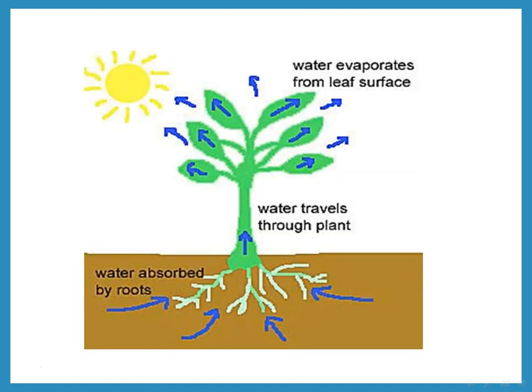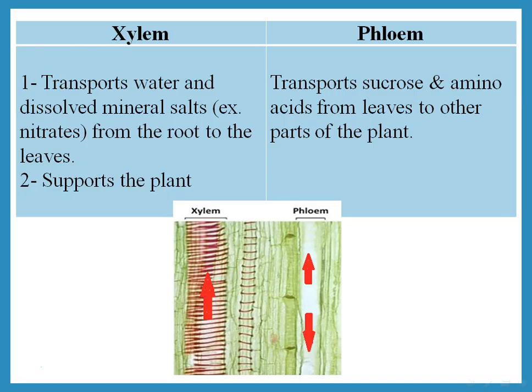Remember that plants take up water from the soil into their roots, and then the water has to travel up through the stem to the leaves, and then actually it goes out of the leaves. So how does water move up the plant? This is through the xylem.